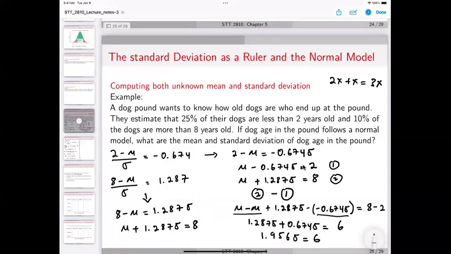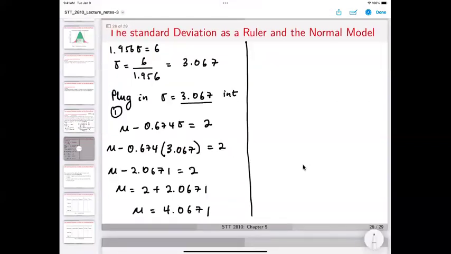This is how to solve when the mu and the standard deviation are unknown. We learned last week how to set up this equation, so you can look at last week's videos or notes. When you set up the equations, you have to solve them to get the unknowns. So we see that the mean is 4.0671, and the standard deviation is 3.067.